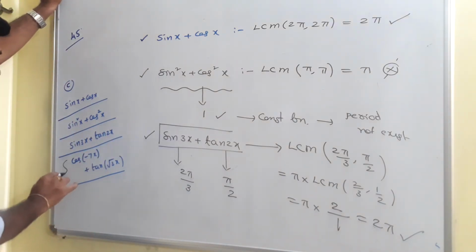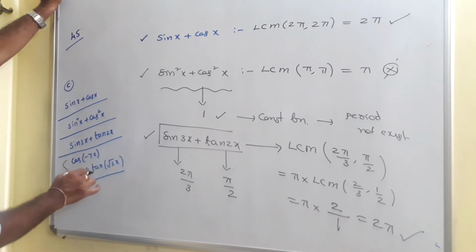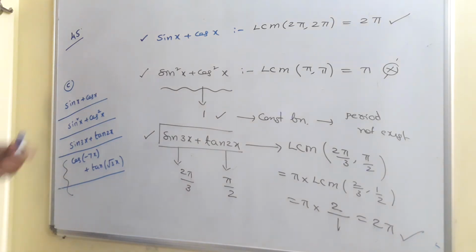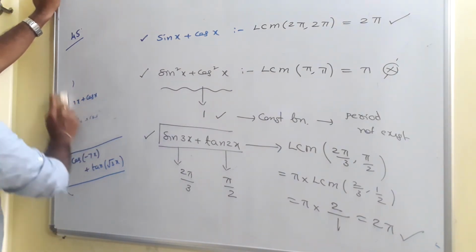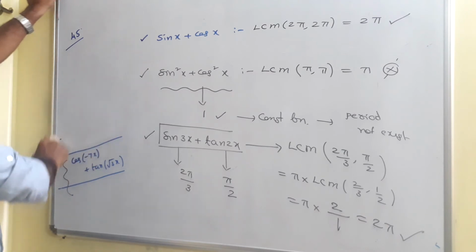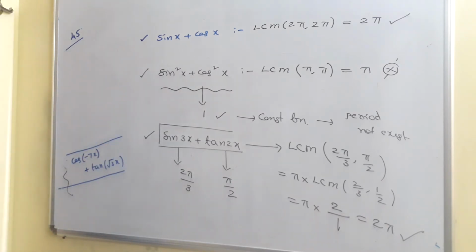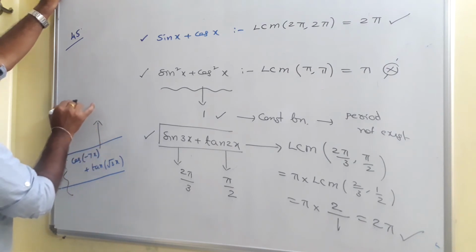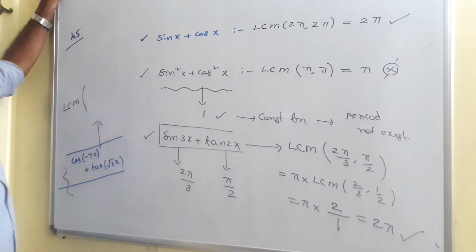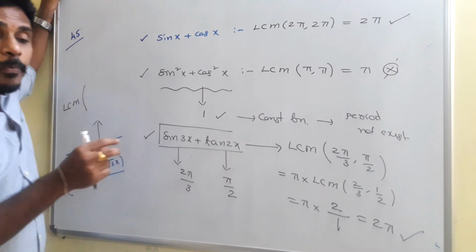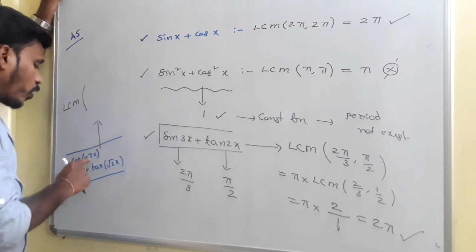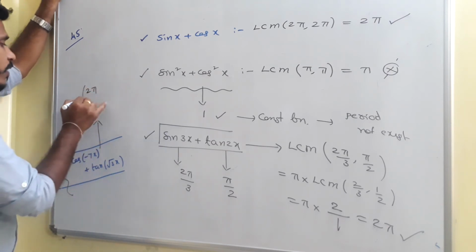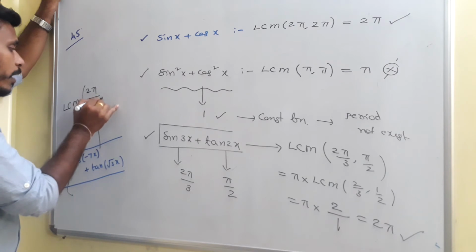And I have one more problem, cos of minus 7x plus tan of root 3x. I need to find out the periodicity of that function. As we discussed in these cases, its periodicity is the LCM of the period of the first function and the second. For cos x the period is 2 pi. For cos of ax the period is 2 pi by mod a. So for cos of minus 7x, the period is 2 pi by mod 7.